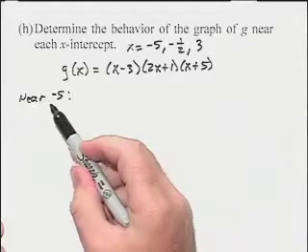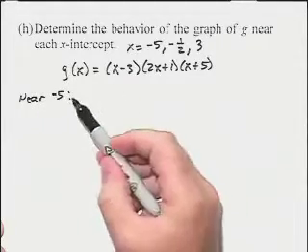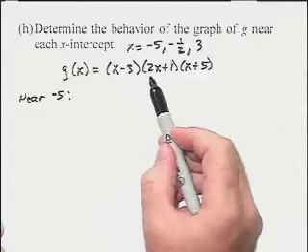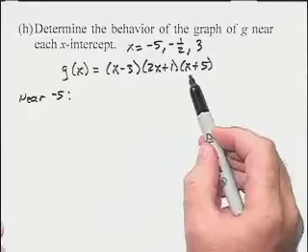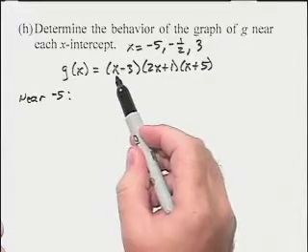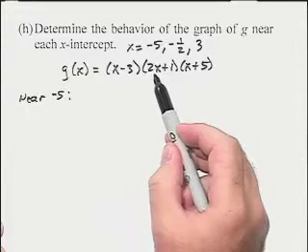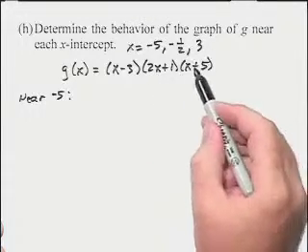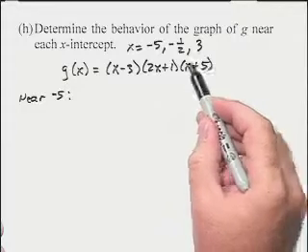To find the behavior near negative 5, we're going to evaluate the function at negative 5 in each of the two factors except x plus 5. So we're going to evaluate g of x. In this first factor, we'll let x equal negative 5. In the second factor, let x equal negative 5. But we're not going to evaluate this third factor at negative 5 because that would give us 0.